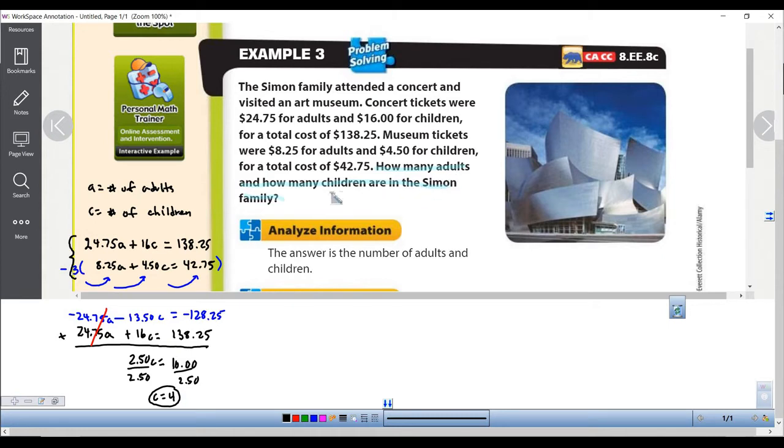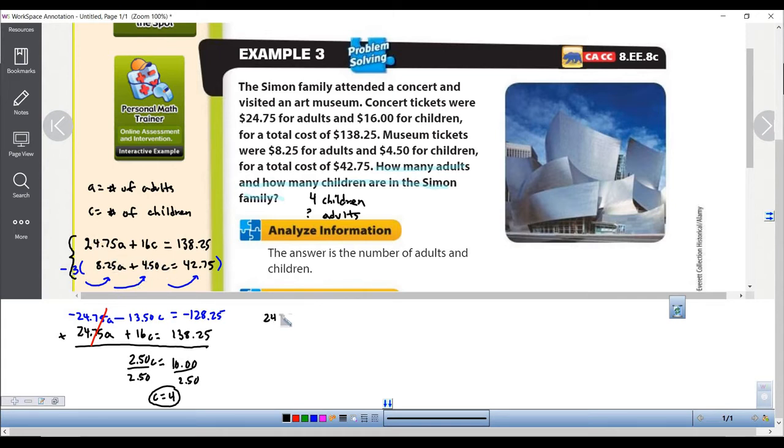So what did I just find out? How many adults and how many children are in the Simon family? I just found out that there are 4 children in the Simon family. What do I still not know? I still don't know how many adults there are, right? All right, so when you have half of your answer, do you remember what you do? To go back to find the other half, you go to one of your equations. I recommend going to one of your original equations, although you're certainly welcome to use the equation that you created as well, because it will have the same shared solution with the other ones.